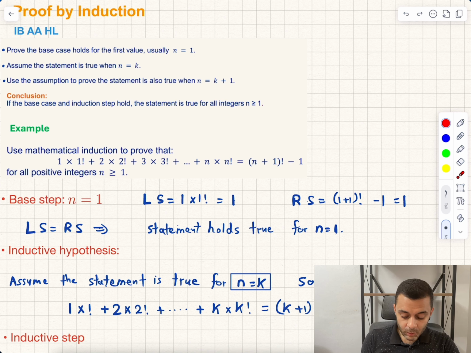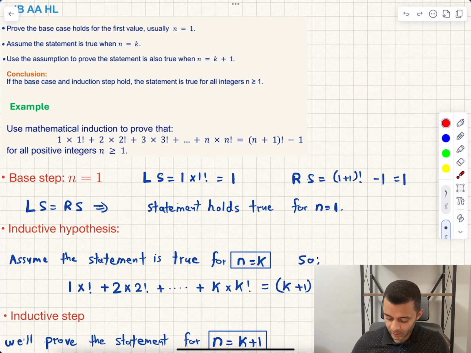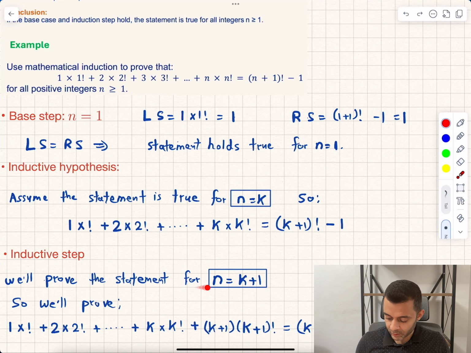The third and the most important step is the inductive step. We use the assumption in step 2 to prove it's true for n equals k plus 1. So now we will prove this statement true for n equals k plus 1.